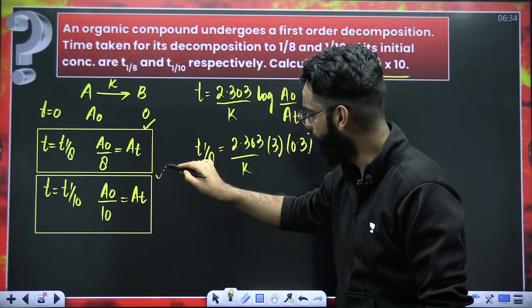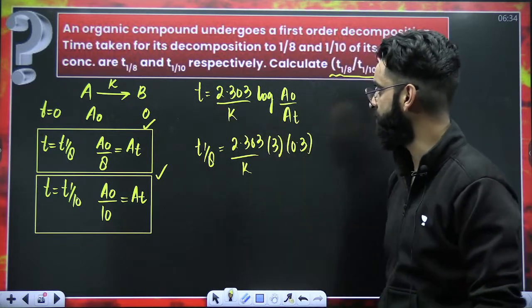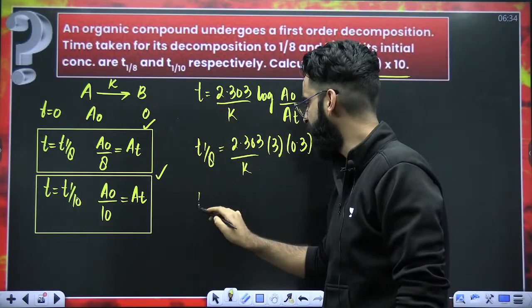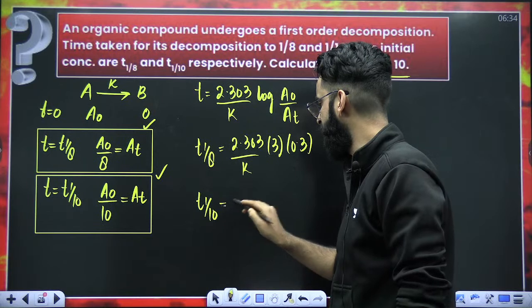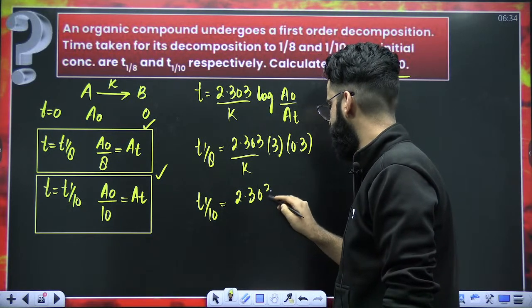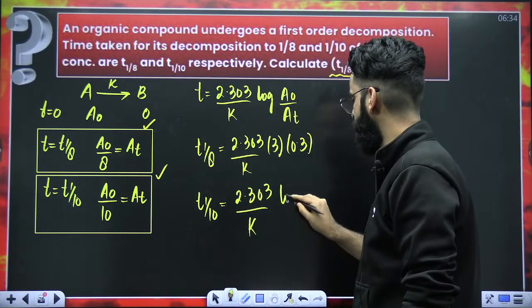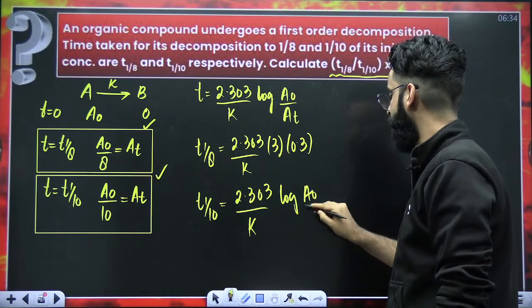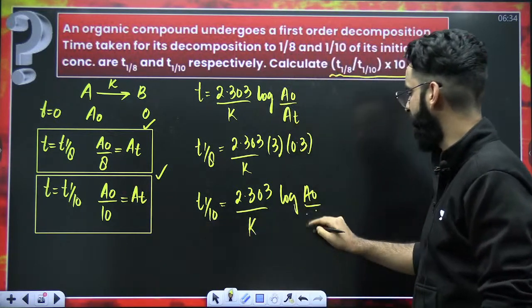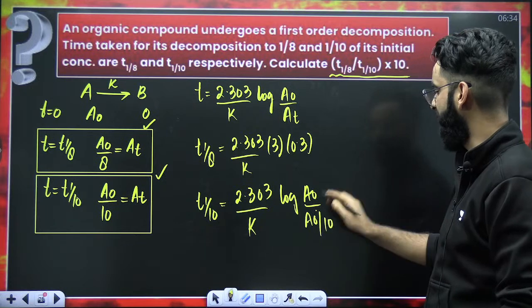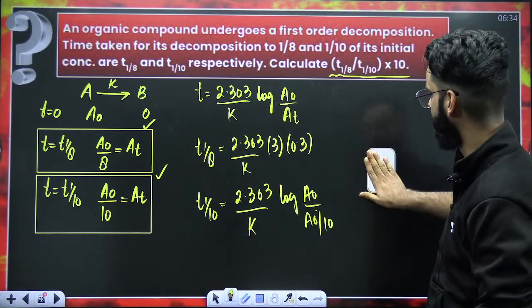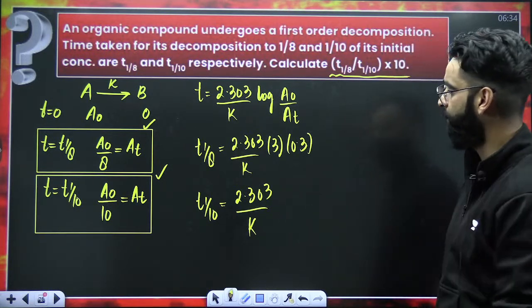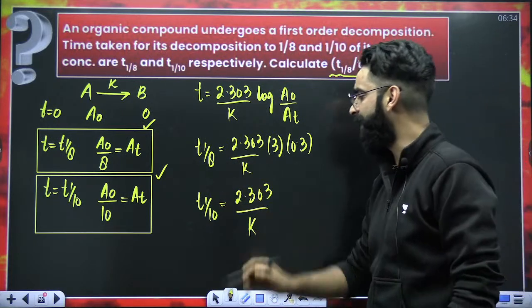Now, if I introduce the second condition, instead of T I'll write T1/10. T1/10 is equal to 2.303 divided by K, times log of A0 divided by AT, where AT is A0/10. A0 cancels, and 10 comes up. Log of 10 is 1, so this term is completely gone. So I got T1/8 and I got T1/10.